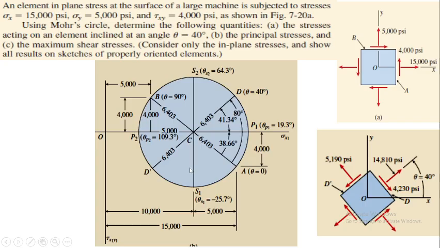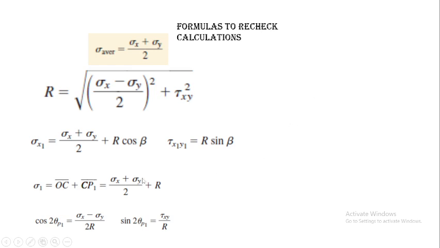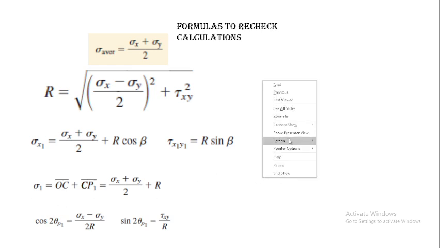Okay, so you get 2θs1, and then you add 180, you will get 2θs2. So this is how basically you calculate the angles of the principal planes and the maximum shear stress angles. Okay. So these are the analytical checks. If you want, you can do it.